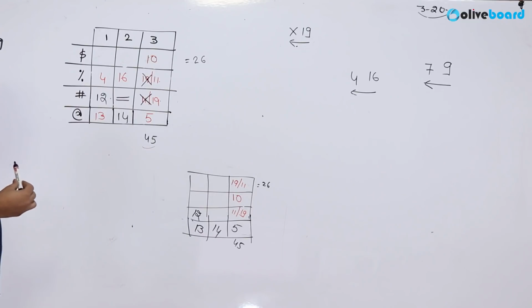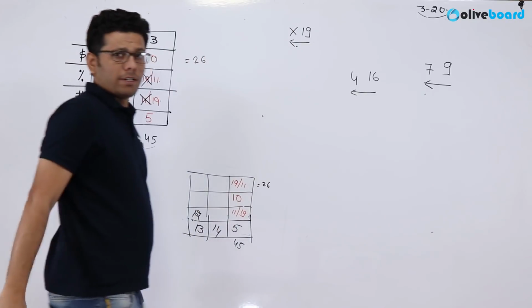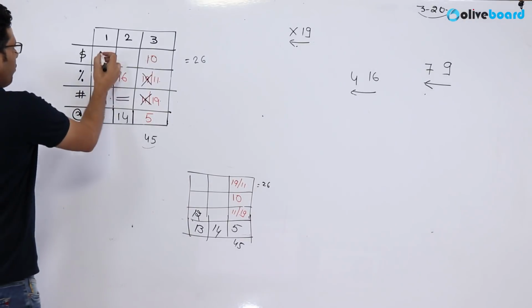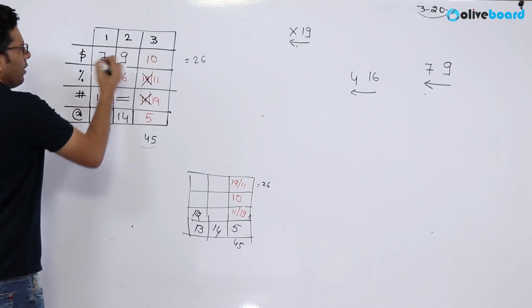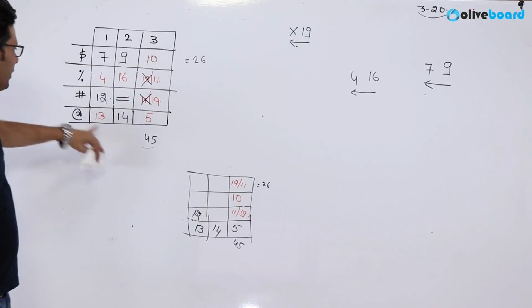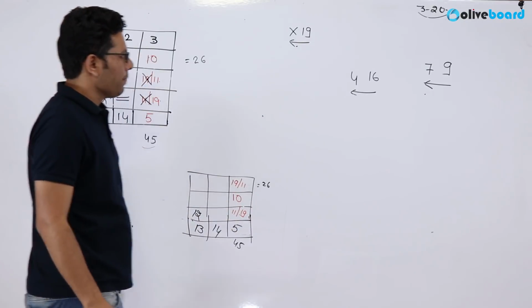How can I use it? 7 is immediate left of 9. 7 is immediate left of 9. So I need to put here 7, 9, 16, 10, 26, all the conditions get satisfied. In this one also we can use the same things.